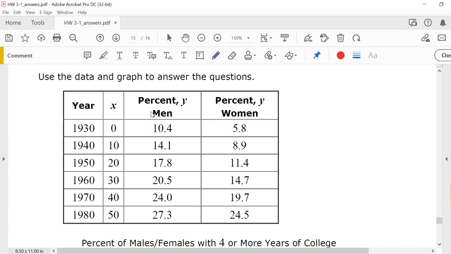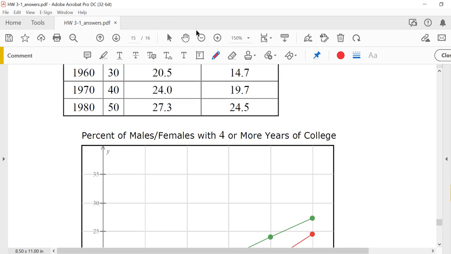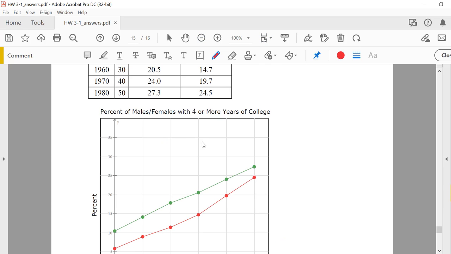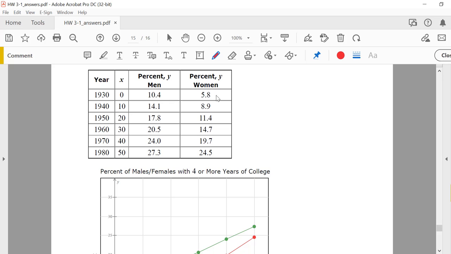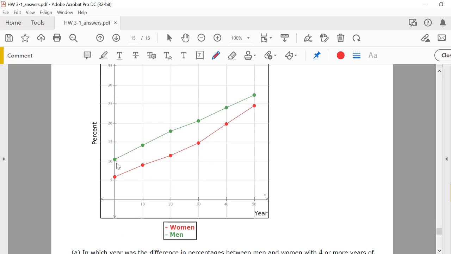And the last question, use the data in the graph to answer these questions. Here's the year from 1930 to 1980. Percent men and percent women. Percent of males, females with 4 or more years of college. So they have graphed these. Year 0, the men was 10.4, the women was 5.8. The men in green are going to be 10.4, the women are 5.8.